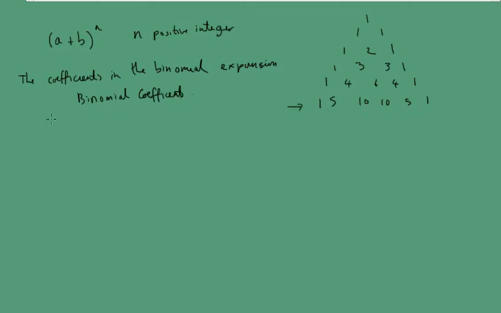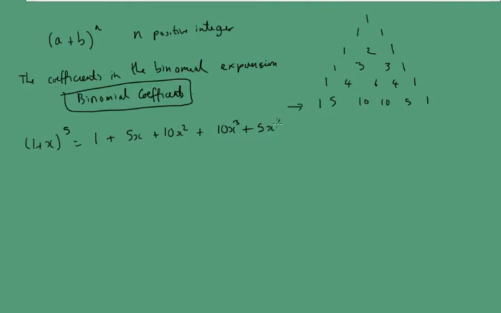Now let's consider 1 plus x raised to the power 5. Well, that's going to be 1 plus 5x plus 10x squared plus 10x cubed, sorry, plus 5x to the power 4 plus x to the power 5. And you can see these are the coefficients here.